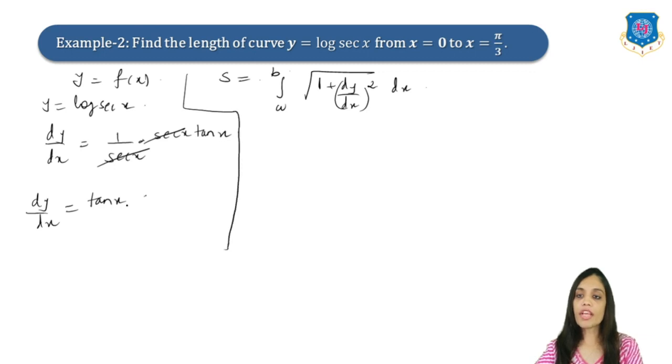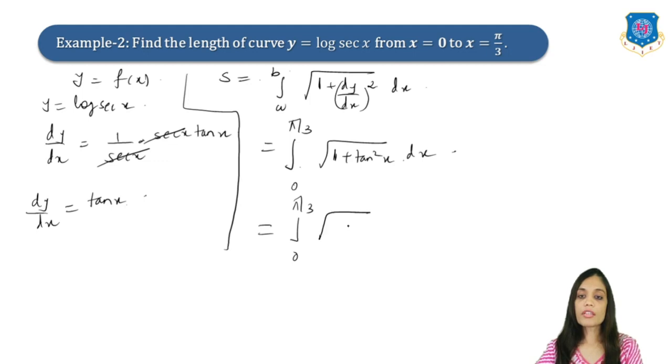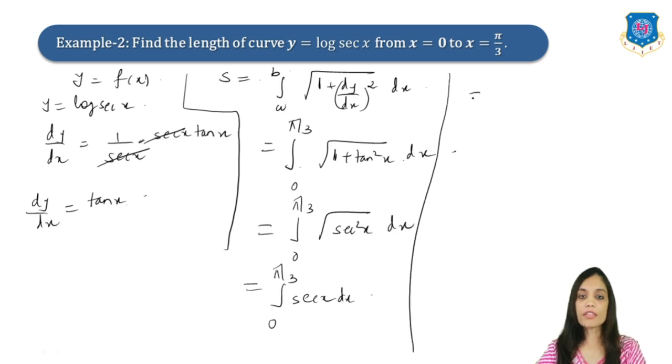Now let us put this value in the formula. So integration from, now our values of a and b are 0 and pi by 3, square root of 1 plus tan square x dx. Now we know that 1 plus tan square is what? Sec square. So 0 to pi by 3, square root of sec square x dx. So finally what will remain? Integration from 0 to pi by 3 sec x dx. Now integration of sec x is what? Log mod sec x plus tan x, and your limits are 0 to pi by 3.